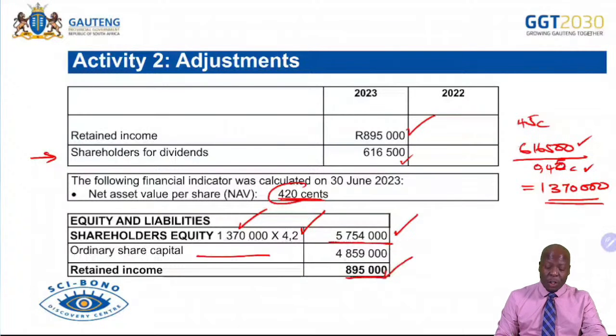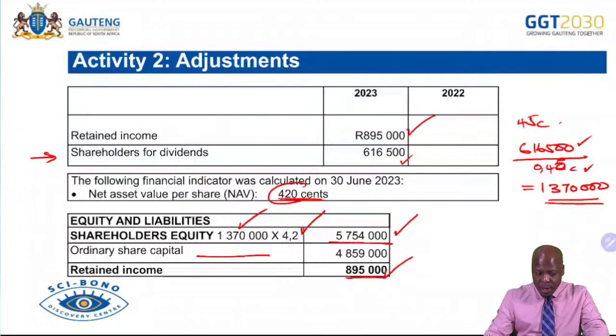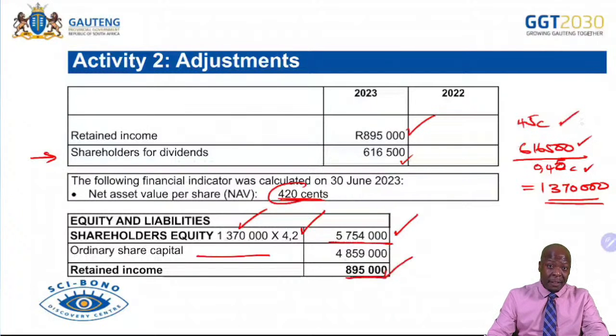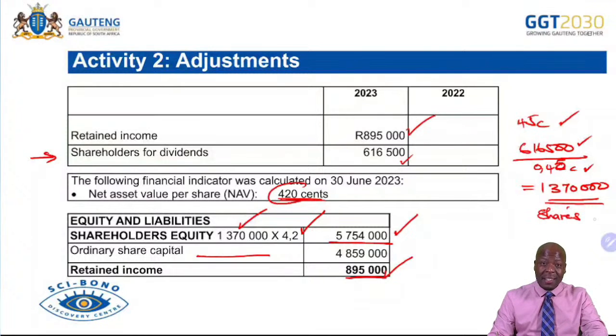The trick on this adjustment was they gave us the shareholders for dividends, your final dividends, and they told you that it was 45 cents per share. They were trying to assist you to get the number of shares, which was 1,370,000. Once you get that one, then you can use it with your NAV.